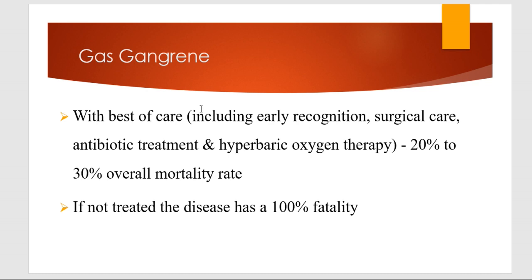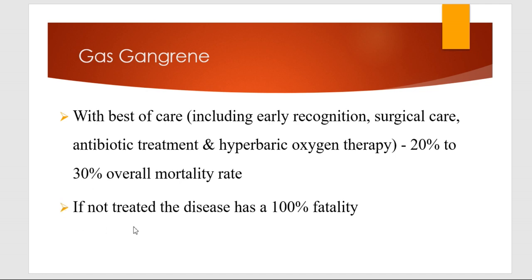Even with the best of care, and what are the points in best of care? The early recognition of the condition, the surgical debridement, extensive debridement, the broad spectrum antibiotic coverage, as well as the hyperbaric oxygen therapy. The mortality rate is around 20 to 30%, right? And if simultaneously we can give this hyperbaric oxygen therapy to the patient, yes, recently this mortality can be brought down to 5 to 10%.